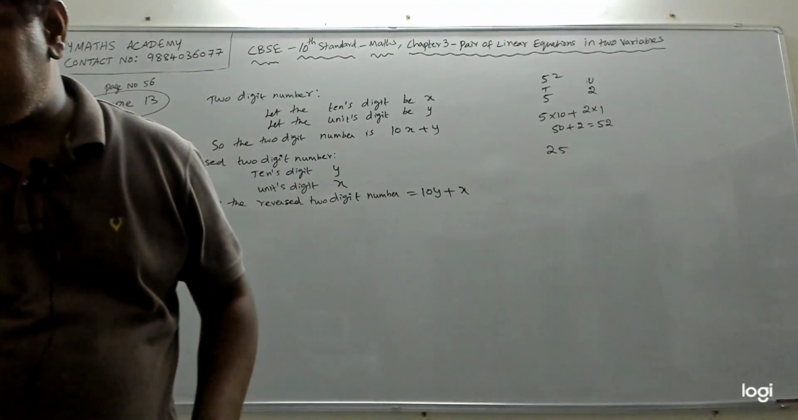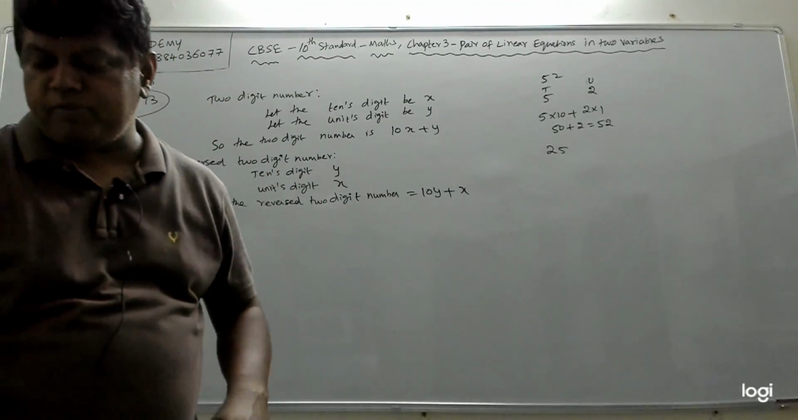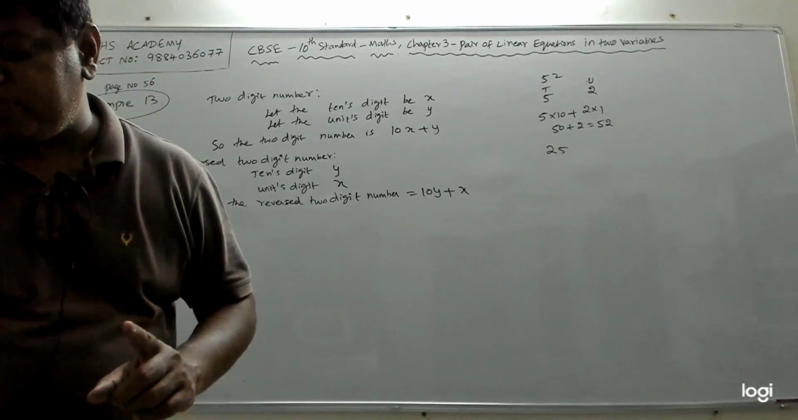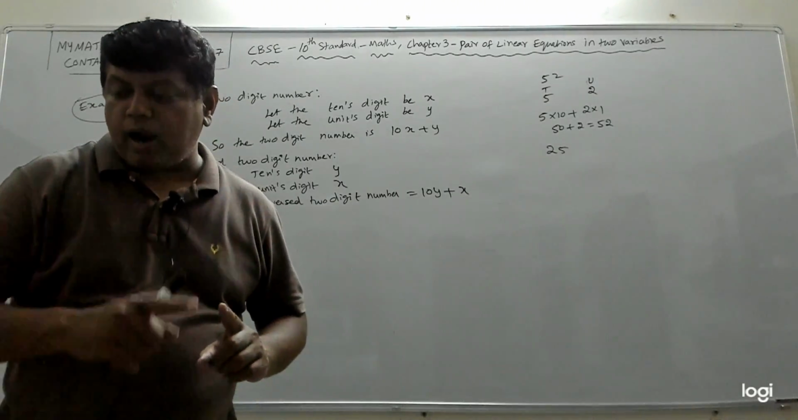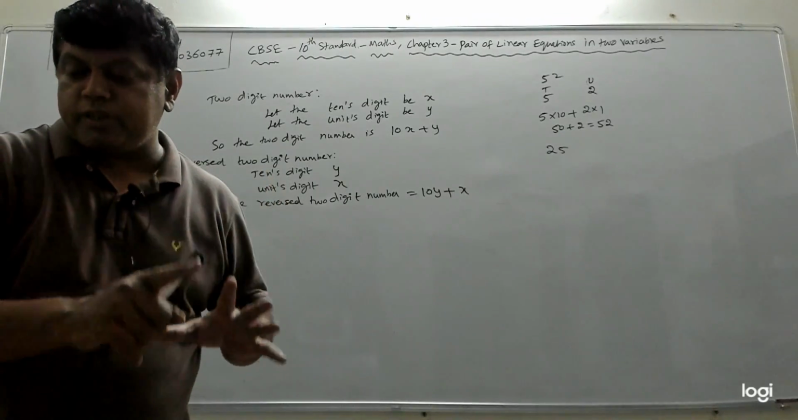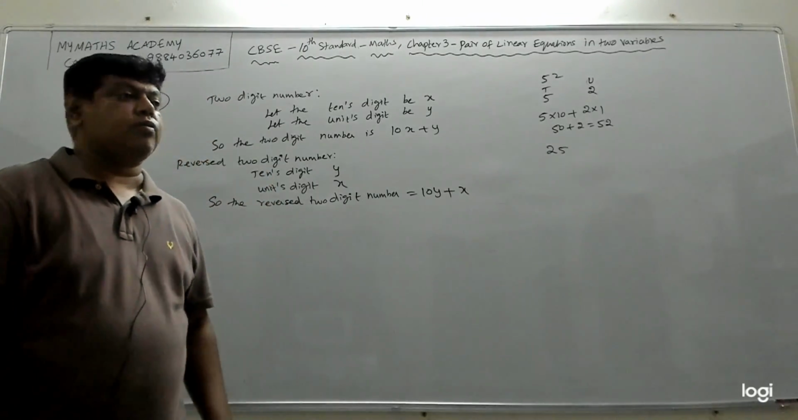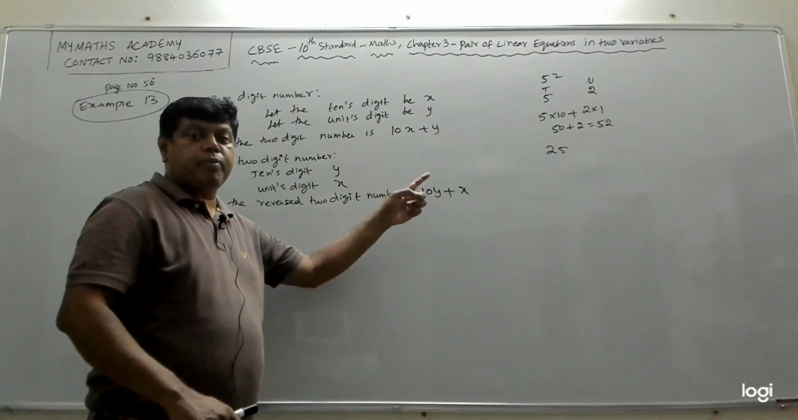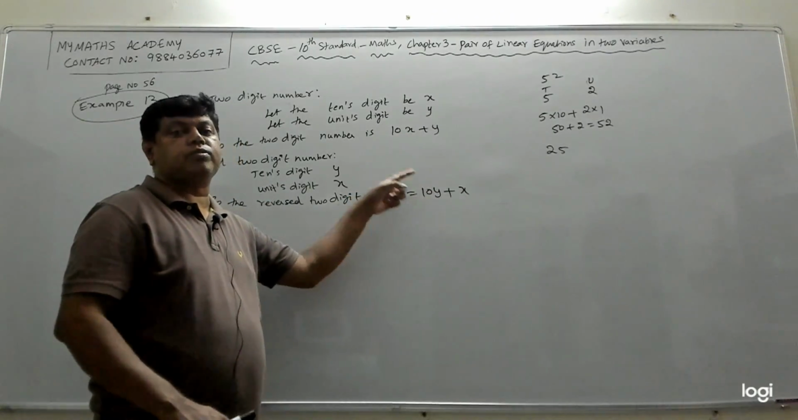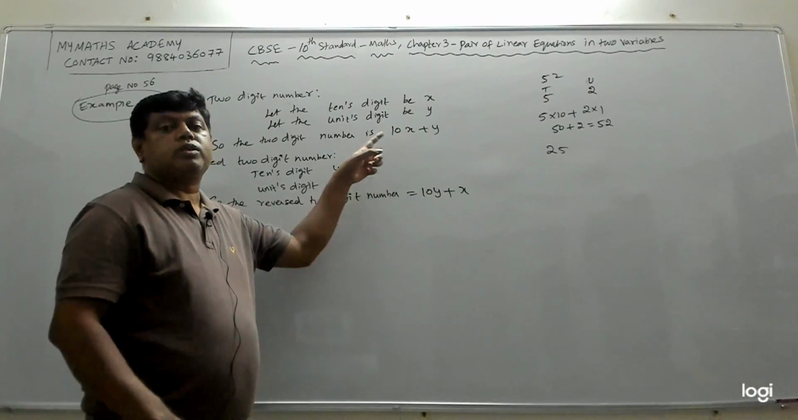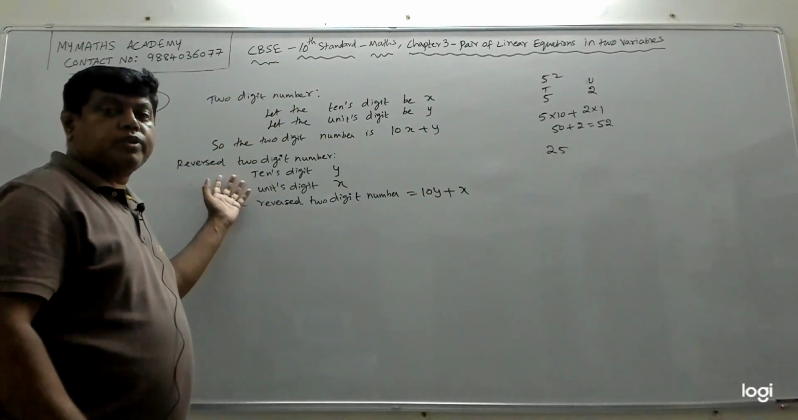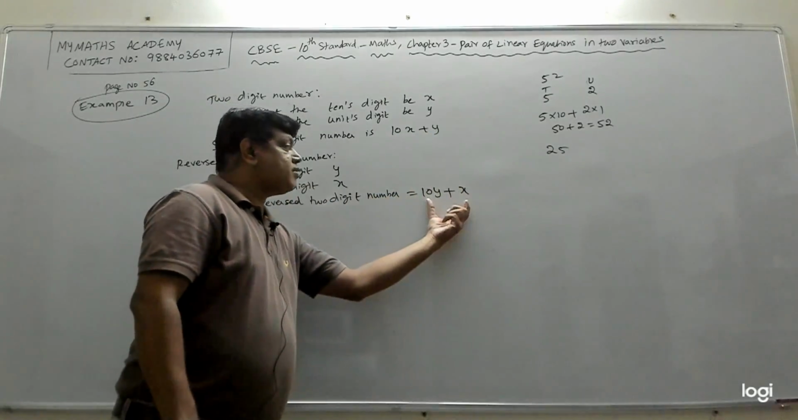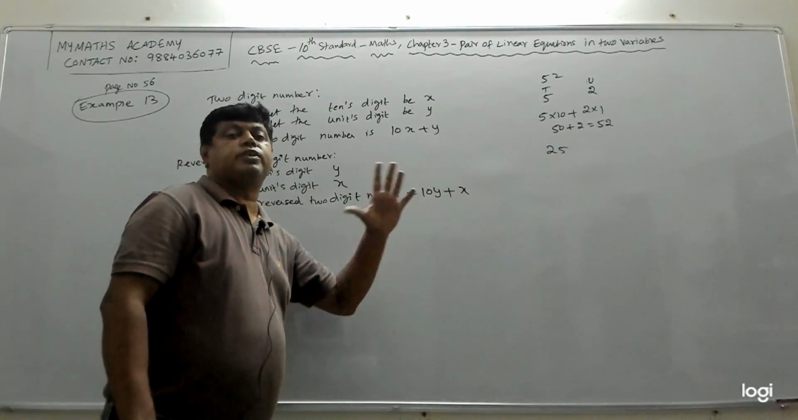But what they have said, now we'll read the statement. The sum of the two-digit number and the number obtained by reversing the digit is 66. Which means the sum of the two-digit number and its reversed two-digit number is 66. That's what they have given. Which means this plus this equals 66.